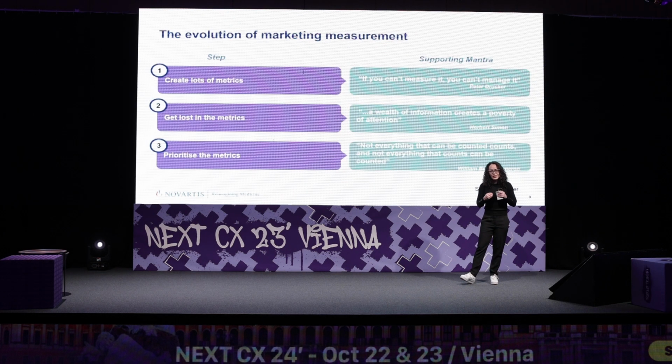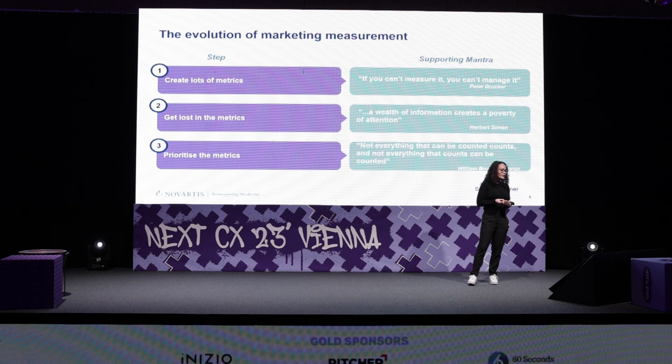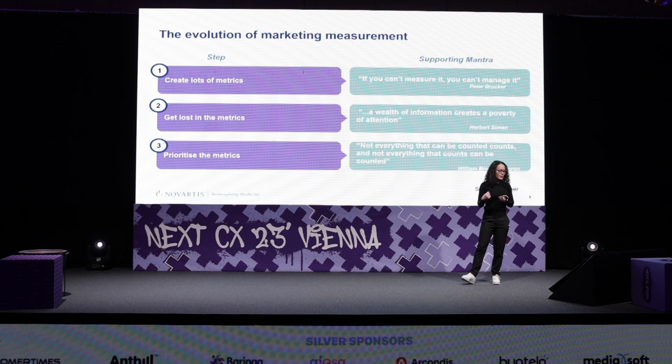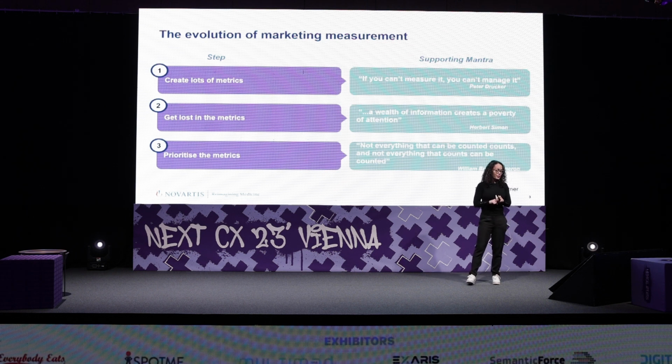Well, what I've seen people typically do is they deep dive on the metrics. And I call this the evolution of marketing measurement. They create lots of metrics because if you can't measure it, you can't manage it. Then they get lost in the metrics. But a wealth of information creates a poverty of attention. So then they begin to prioritize the metrics. But not everything that can be counted counts, and not everything that counts can be counted.